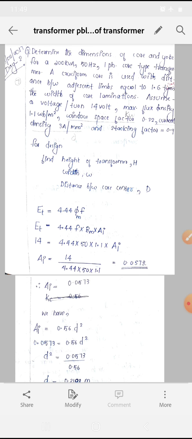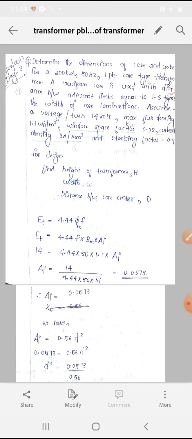If the overall dimensions of a transformer are asked, then you need to find the width of the transformer, the height of the transformer, then the distance between the core centers. So you need to learn by heart all the equations for single phase, three phase, core type transformer as well as shell type transformers. Okay, moving on to the problem.